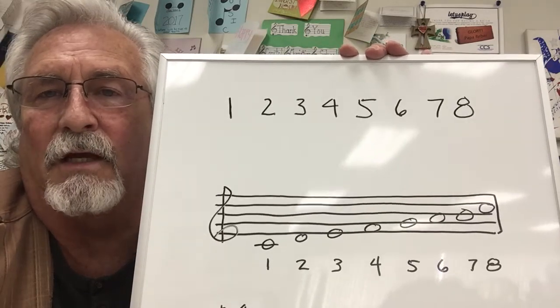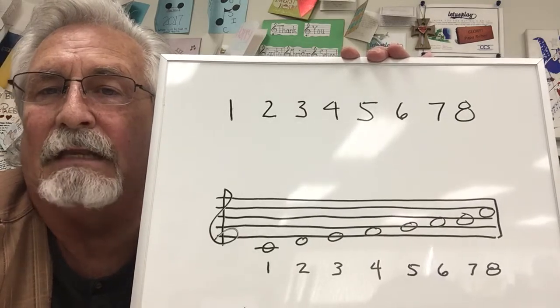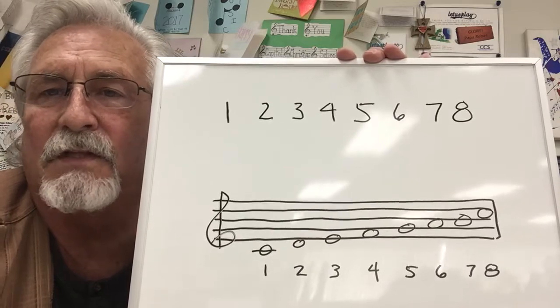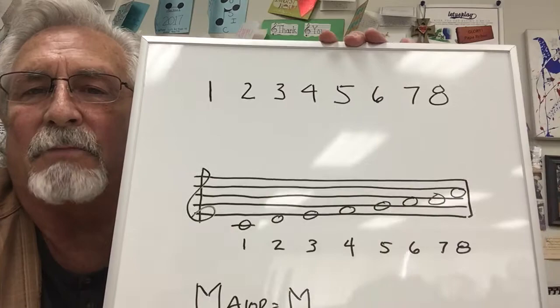The distance between a C and a D is a second. The distance between a C and an E, or the 1 and 3, is a third. And the fourth, and the fifth, and the sixth, and the seventh, and the eighth, or the octave. So that shouldn't be a surprise to any of you.